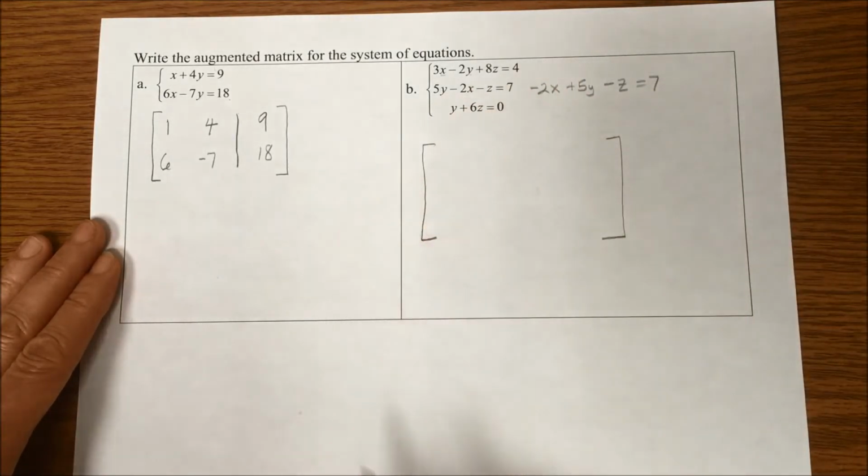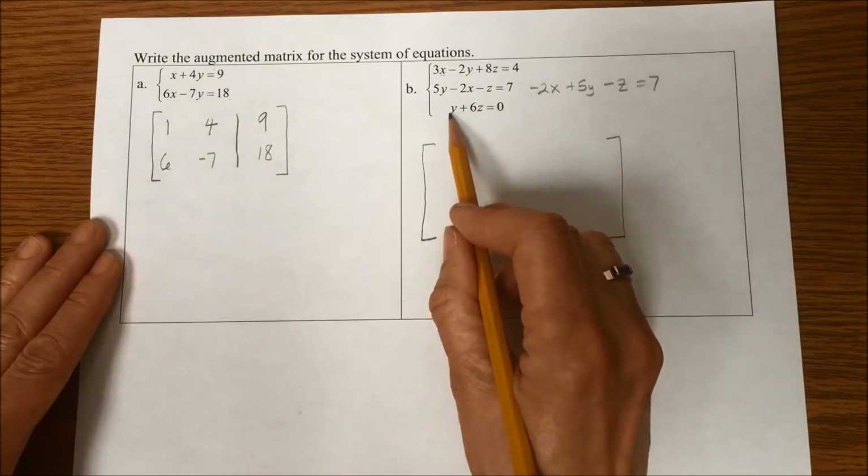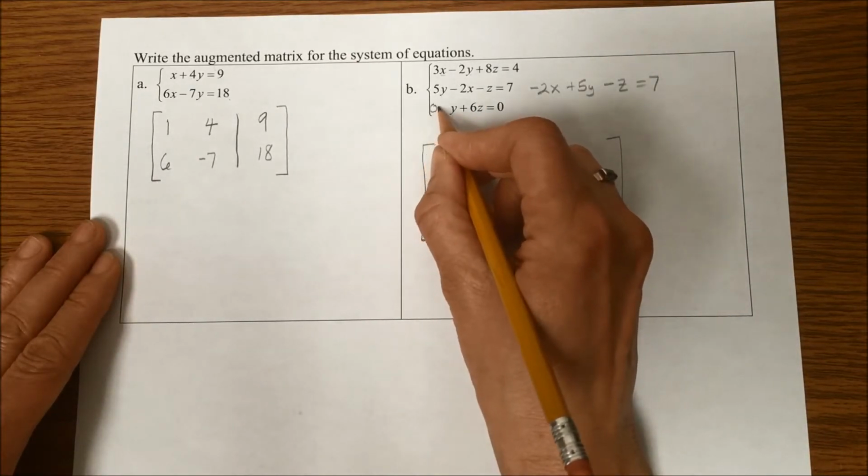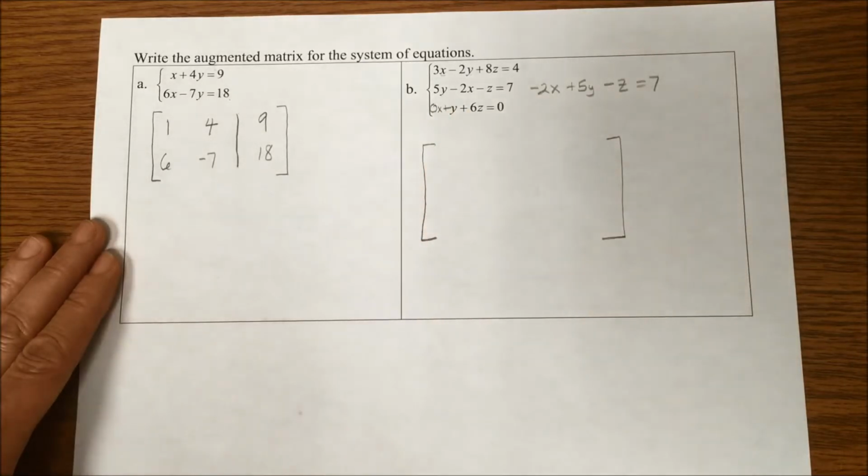And there's a little bit of a twist on this last one as well. Notice there are no x's here. So if you want, you can even just put in 0x, because we can't just ignore it. We still have to put in the coefficient in our matrix.